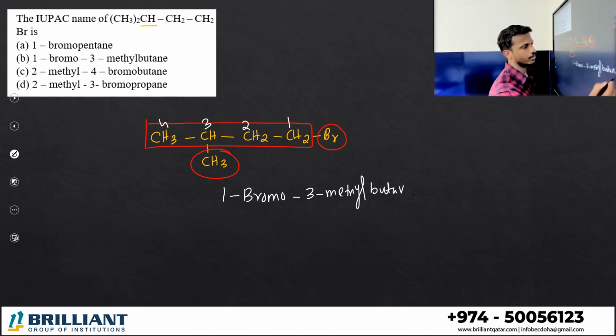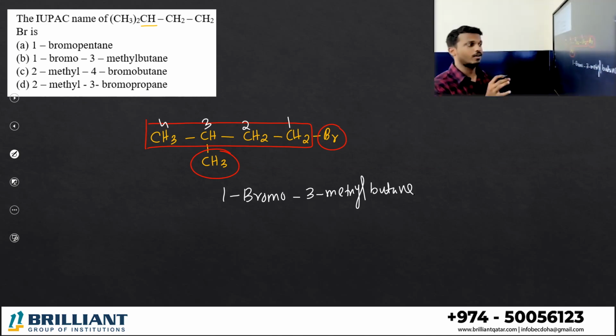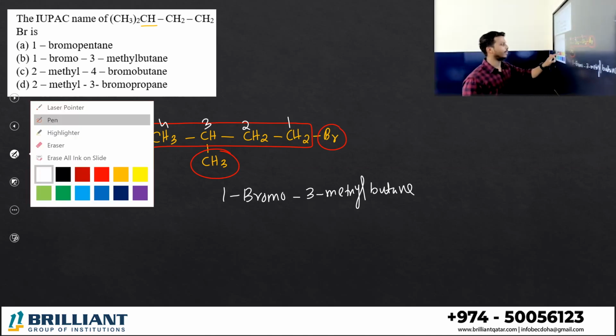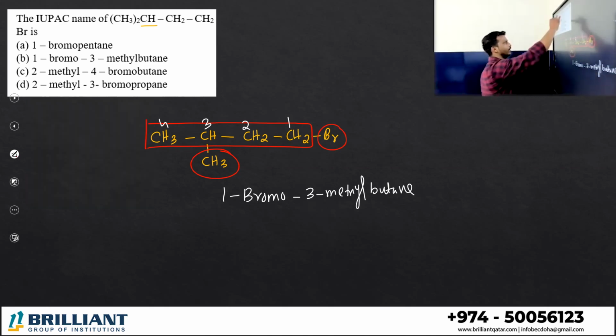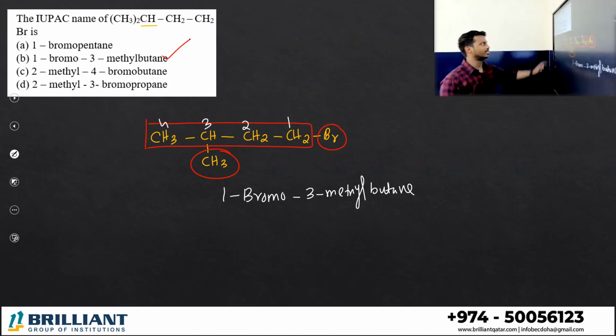You can pause the video if you want to see the answer very carefully. After the explanation, pause the video and check once again whether the answer is correct or not. 1-bromo-3-methylbutane. Option B is the correct one.